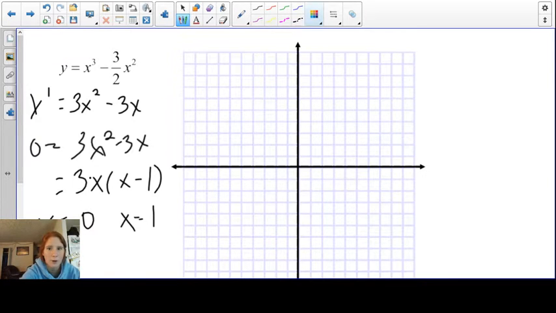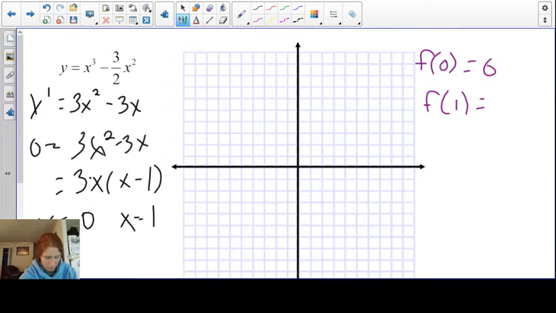So we're going to have f of 0. When I plug in 0 to the original thing, I should get 0 pop out. And then when I plug in 1 to the original, I should have negative 1/2 pop out.